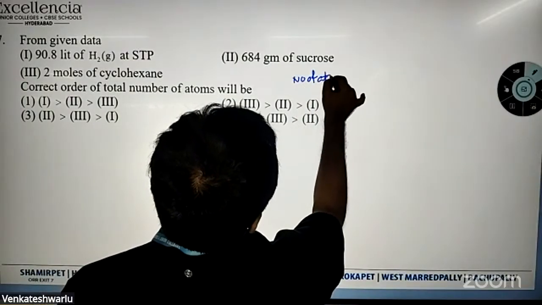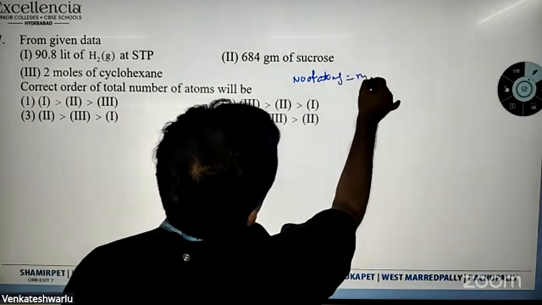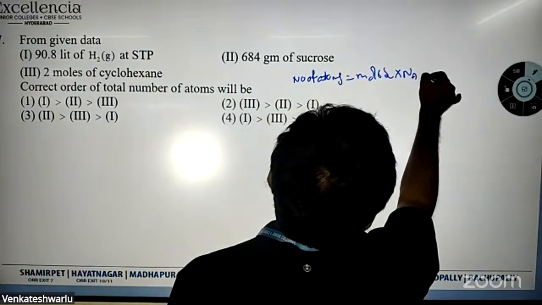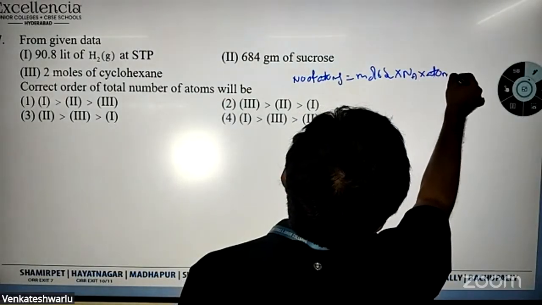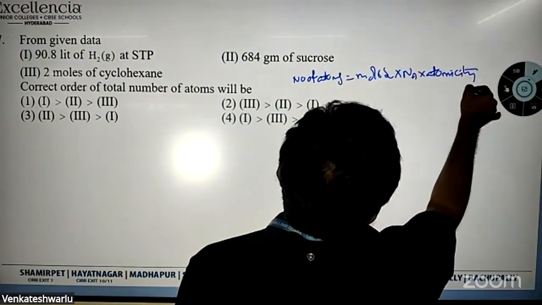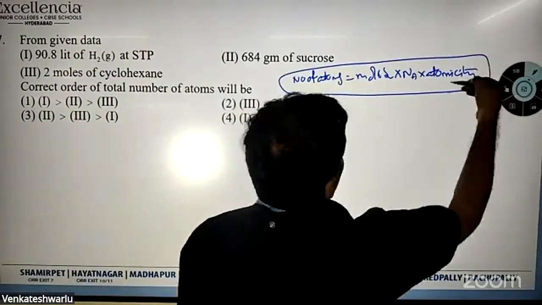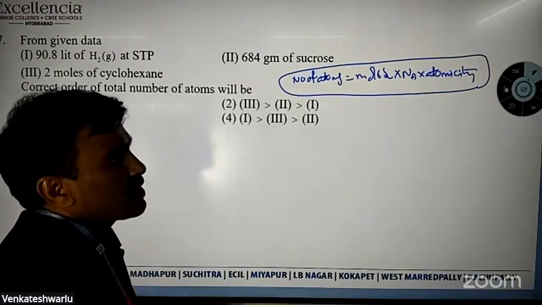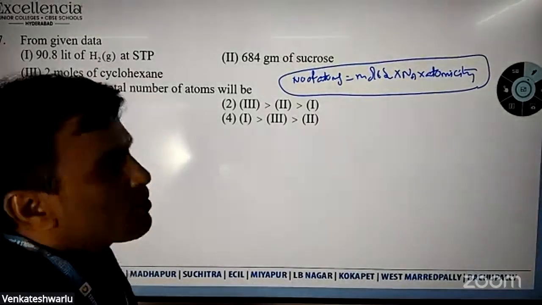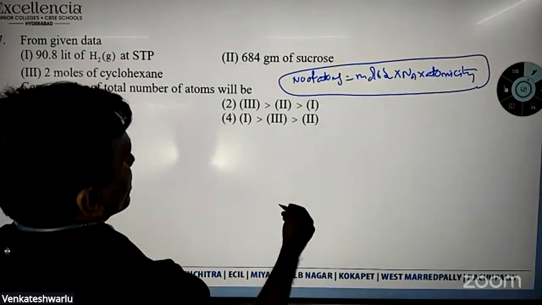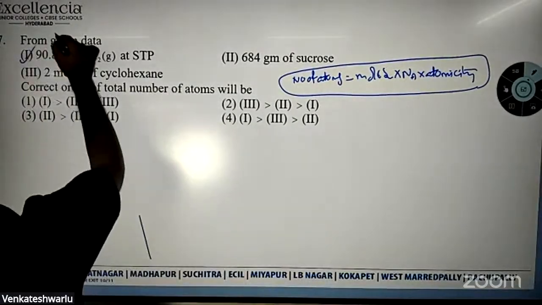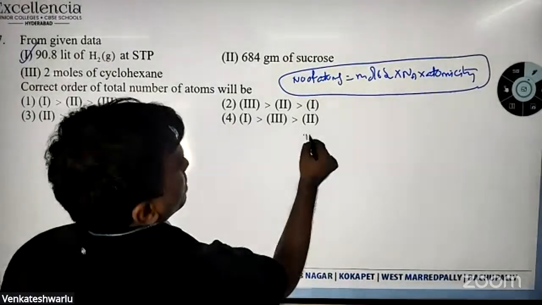Number of atoms is equal to moles into Avogadro number into atomicity. Yes, this formula. Atomicity means the number of atoms in one molecule. Now here, first let us check the first option.